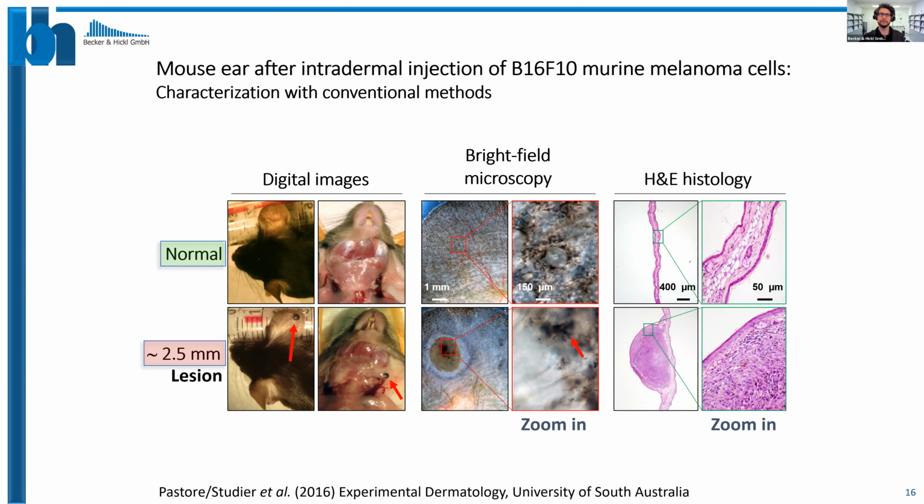In the study, we injected the B16F10 murine melanoma cells into the mouse ear. And here you see the characterization with conventional methods. So here's the normal ear, here's one with a 2.5 millimeter tumor.